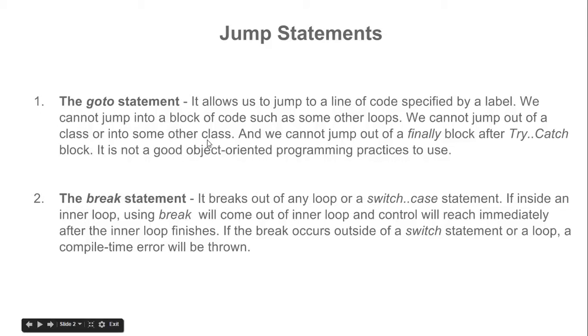With the help of the GoTo statement, we cannot jump into a block of code such as some other loop. If a for loop is going on, and I have put a label inside it, and I want to jump there from outside that for loop, it is not possible. It will not allow us. It will say that this is not in the context.